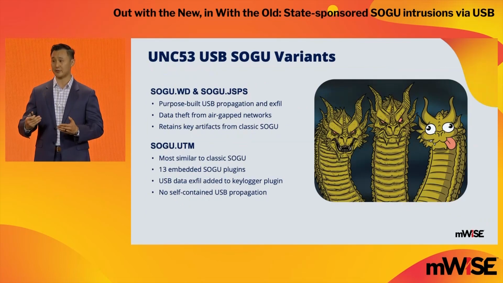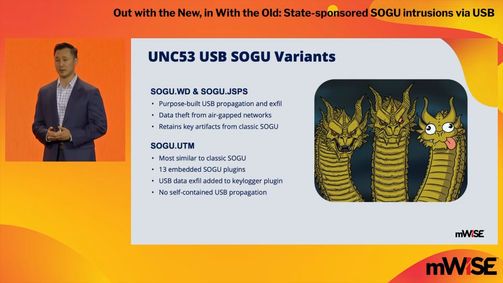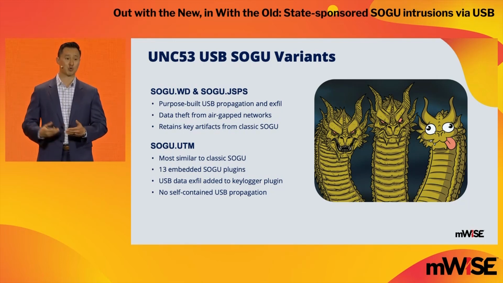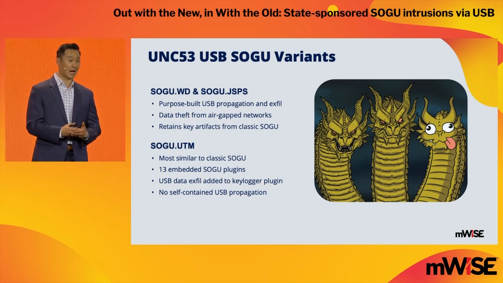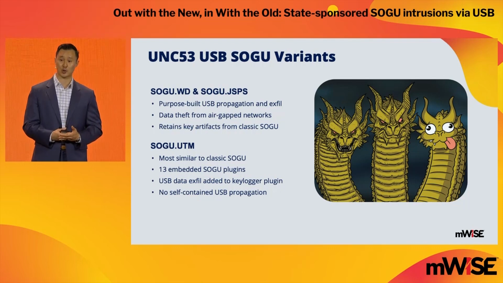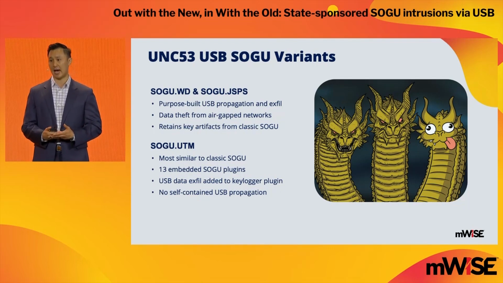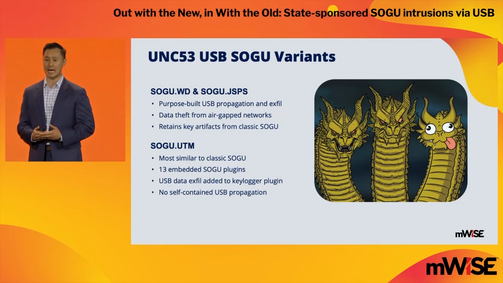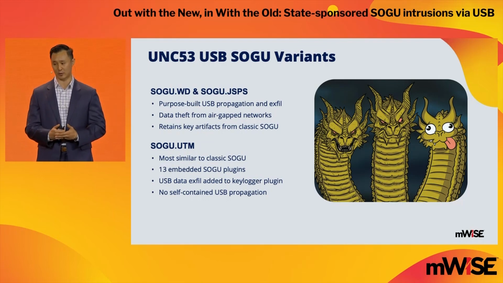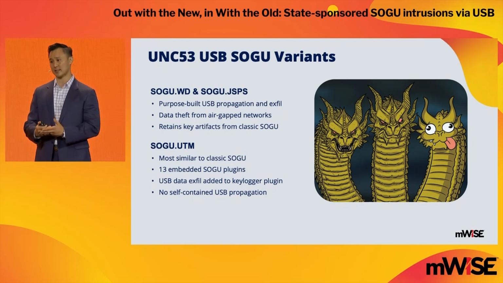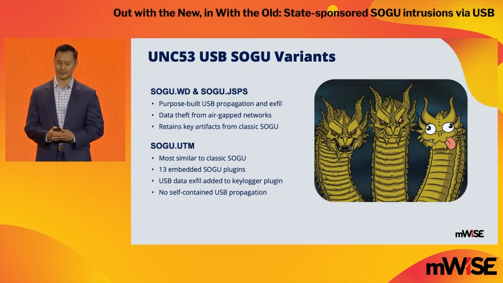So for the first 2 variants, these are purpose-built SOGU variants meant to propagate over USB and perform data collection and exfiltration over USB. And they're specifically designed to perform data theft over air-gapped networks. Quick refresher, an air-gap is a security measure meant to isolate critical or sensitive systems away from untrusted networks, like the internet or a local untrusted network.